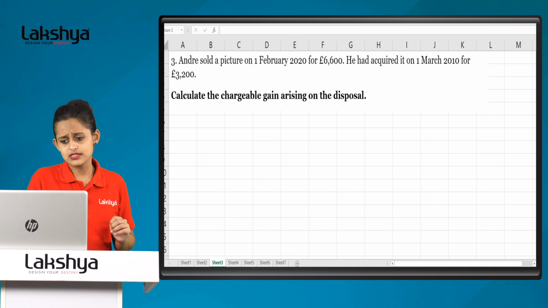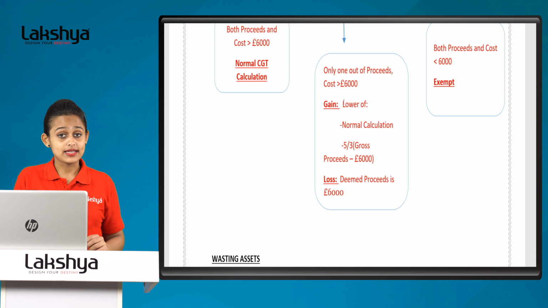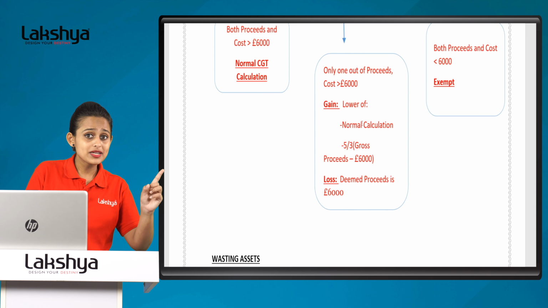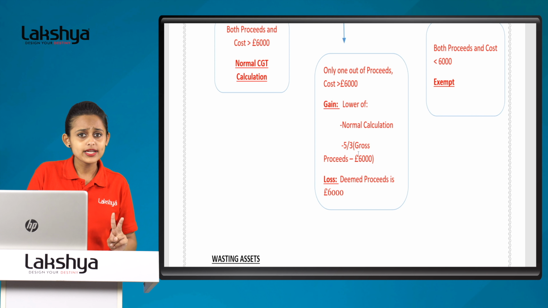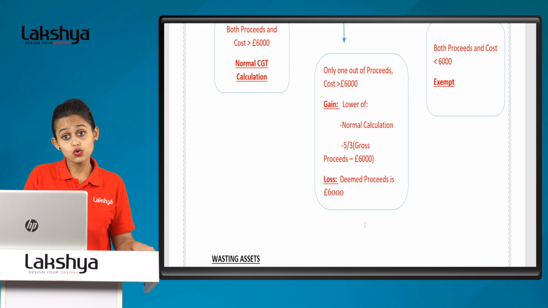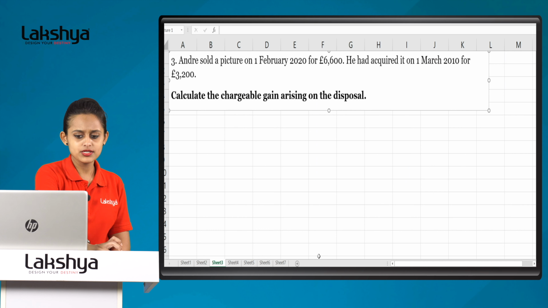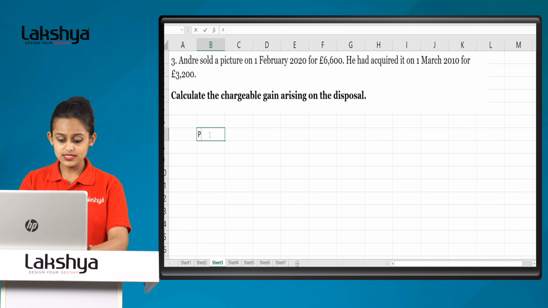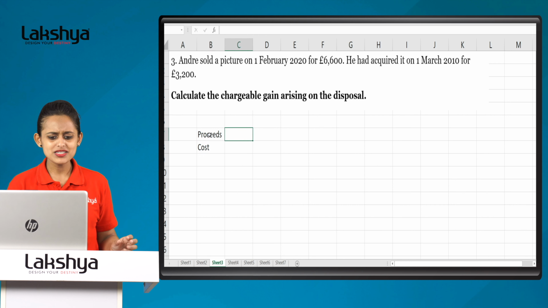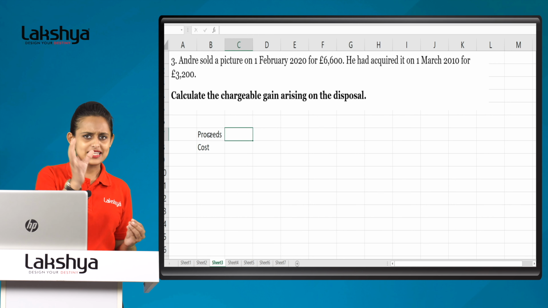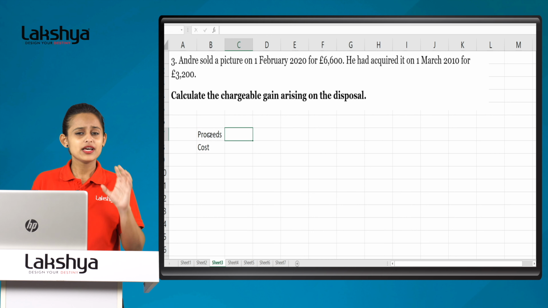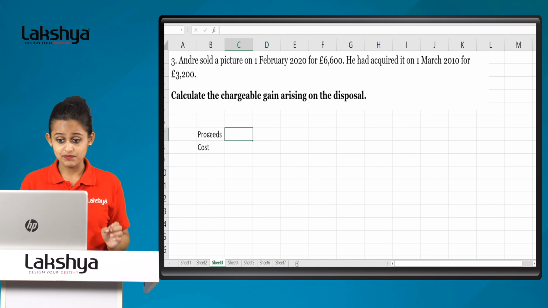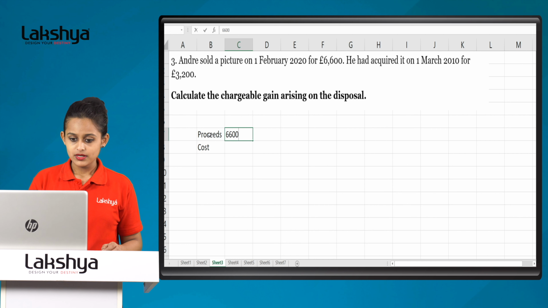If it's a gain, the chargeable gain is the lower of the normal calculation and 5/3 times (gross proceeds minus 6,000). First let's calculate the gain, which is proceeds minus cost. You might wonder why I'm saying gain when it's actually the chargeable gain. Yes, but since it's a special case, a lower of two amounts, I'm going to write it as gain. So 6,600 minus the cost of 3,200.